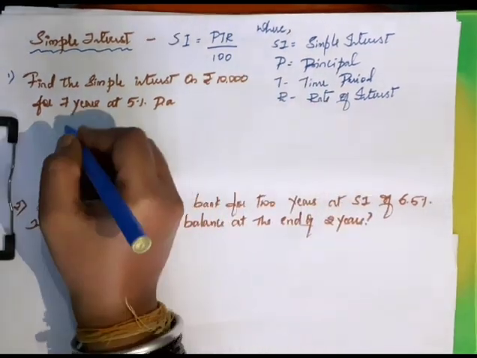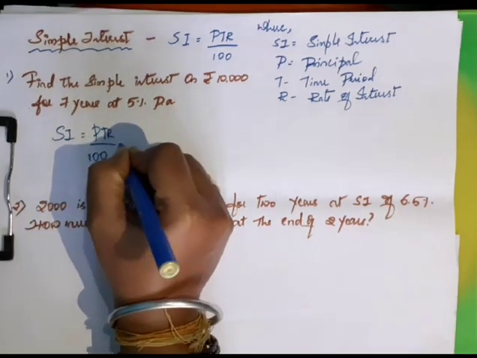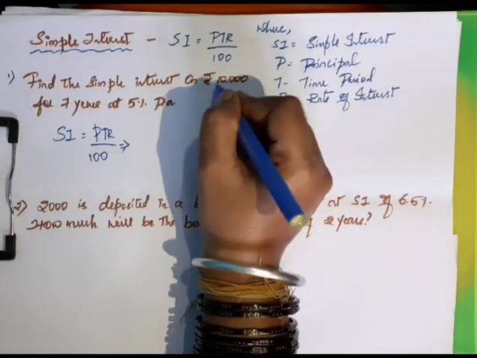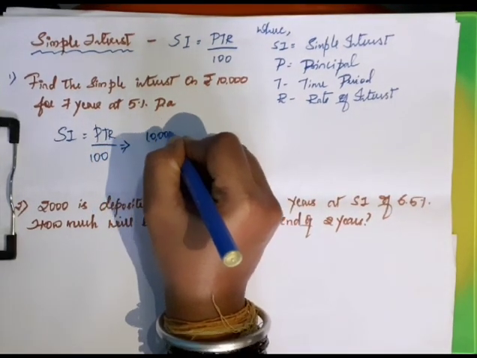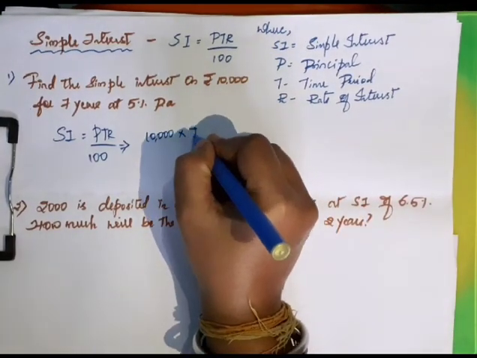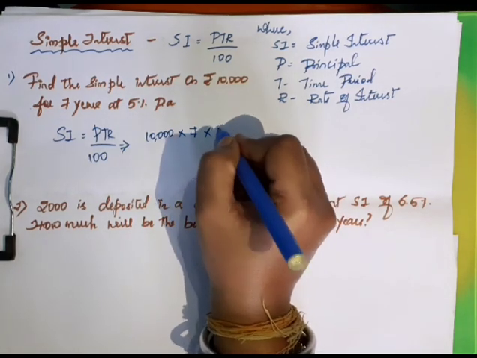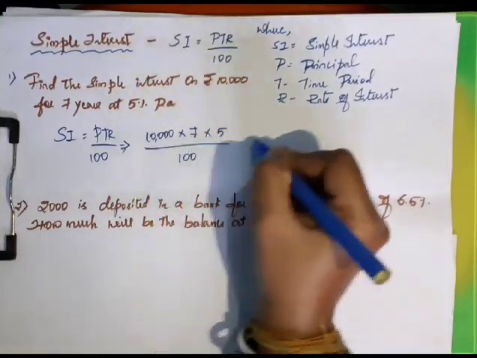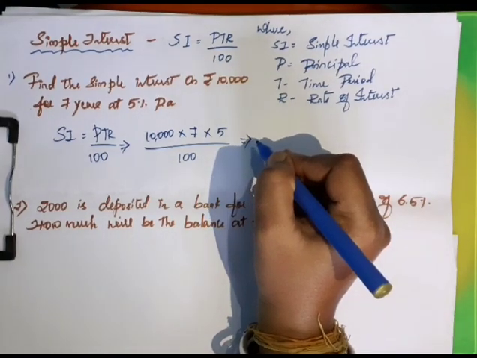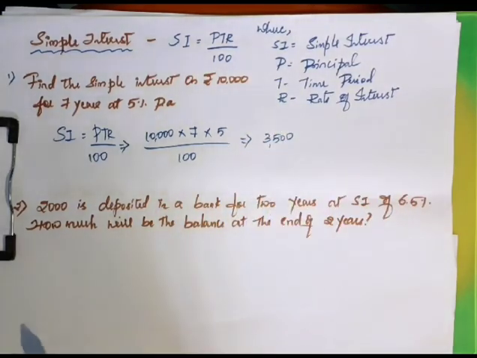Okay, so here you know the formula. Simple interest is equal to PTR by 100. Here P means the principal amount, that is the original investment. They have given 7 years, so write time as it is. Then rate of interest they have given is 5%, so it is 5 by 100. Multiply all this and divide it by 100, so you will get the amount as 3,500. So 3,500 is the simple interest for the amount 10,000 which has been invested for 7 years at the rate of 5% per annum.